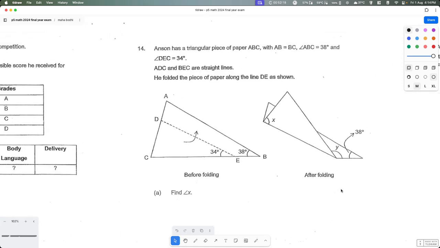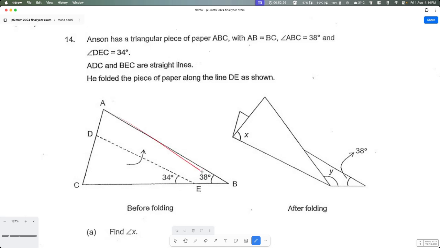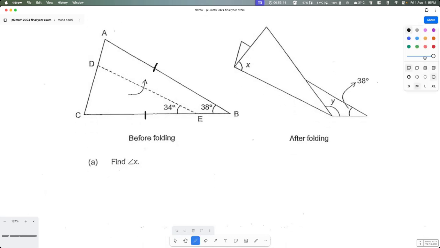All right, let's move on to question number 14. Question 14 says, Anson has a triangle piece of paper ABC, with AB equal to BC. Okay, so I'm gonna draw this. Then angle ABC is equal to 38, and angle DEC is 34. ADC and BEC are straight lines. He folds the piece of paper as shown below. What is X? In this case, we want to know angle ACB, right? So I'm just gonna put this as red.